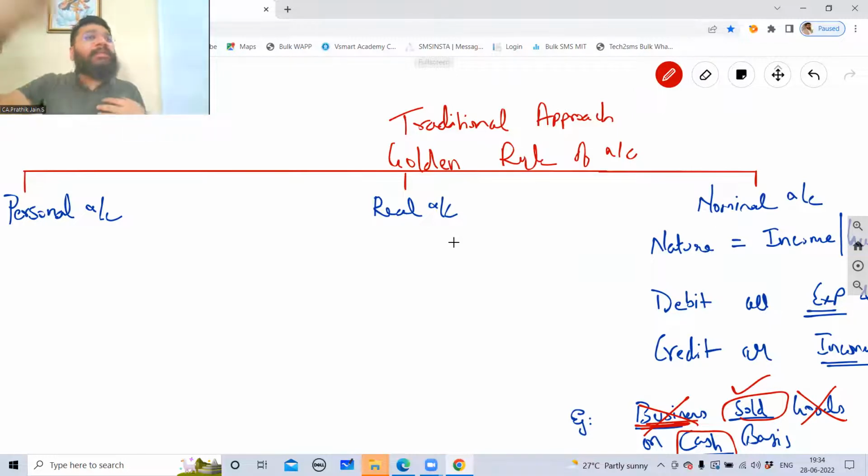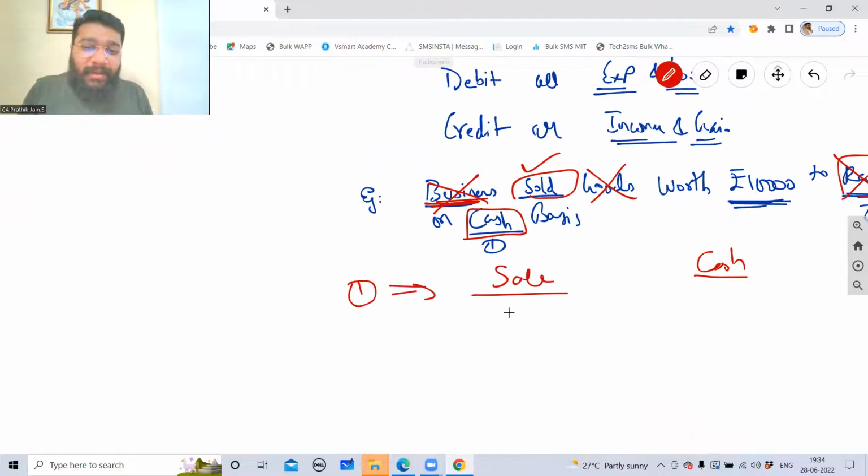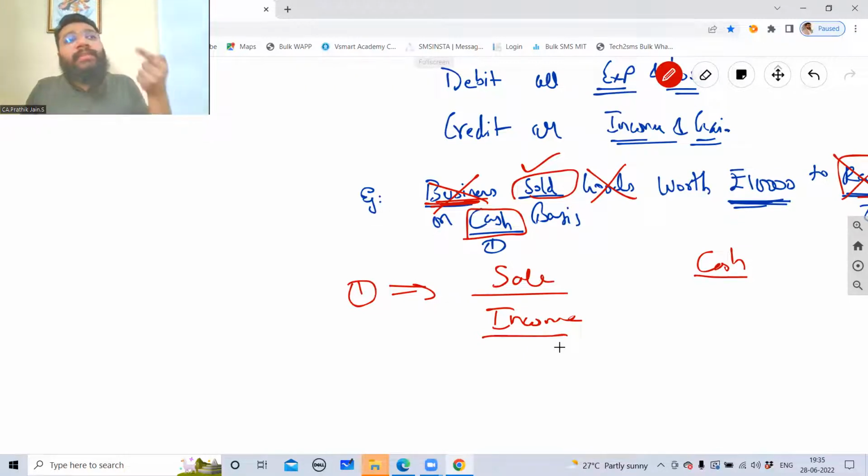Nominal account, because nominal account is the godfather for us. He says that all my kids, please come here. I will tell you the way. So the nature is income. Cash I have not discussed with you, so I'm just keeping that pending. So if sale is income, what will you do with sales? Will you debit sales or credit sales? Credit all incomes and gains. So sales account will be credited.